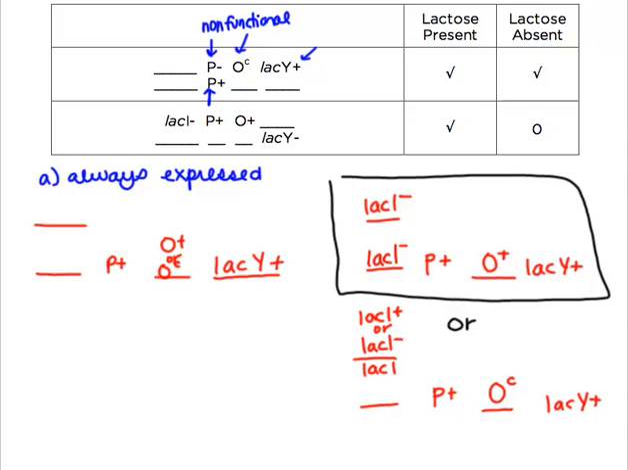And the same thing for here. It doesn't matter if you have a functional repressor or not, because even if it's functional, this operator won't be able to bind, and you can always make lactose permease. Okay, so these are the two different answers for part A.